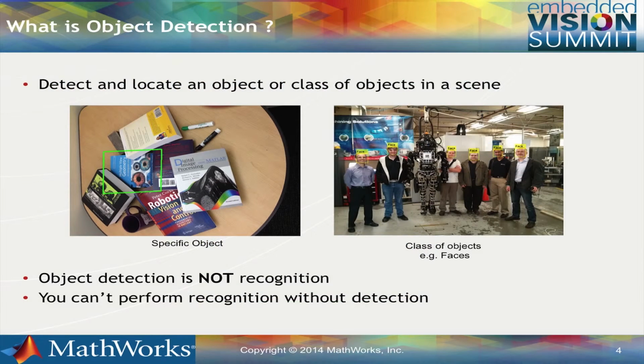So what is object detection? Really simply, it's the detection and localization of an object or a class of objects. And it's a little different from recognition, which is primarily what Jan talked about, which tells you what class an object is or who a person is. Object detection really focuses on, is an object present in an image and where is it? And another thing I wanted to point out is it's really hard to perform recognition without detection. If you don't have your object localized, it's really hard to perform recognition.